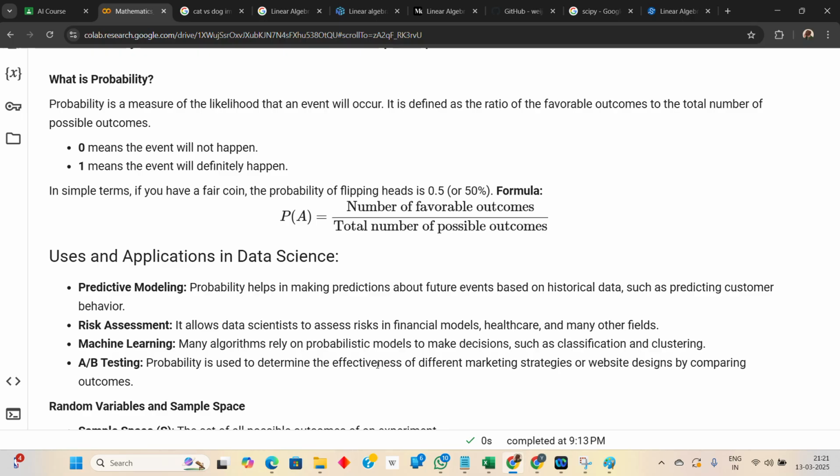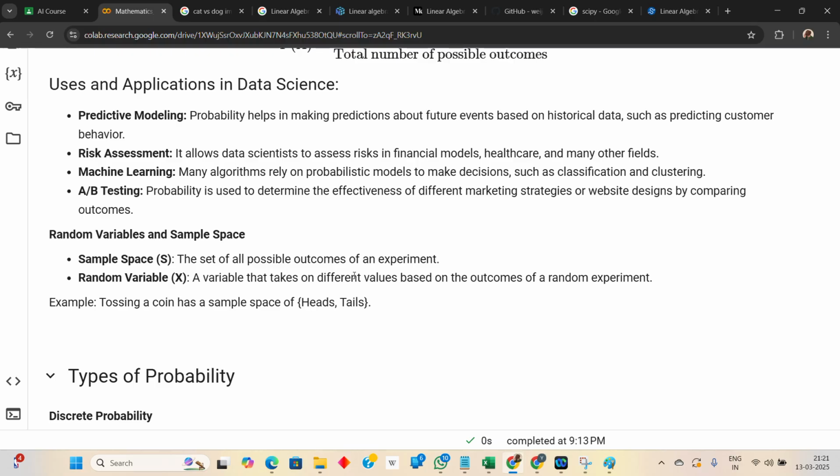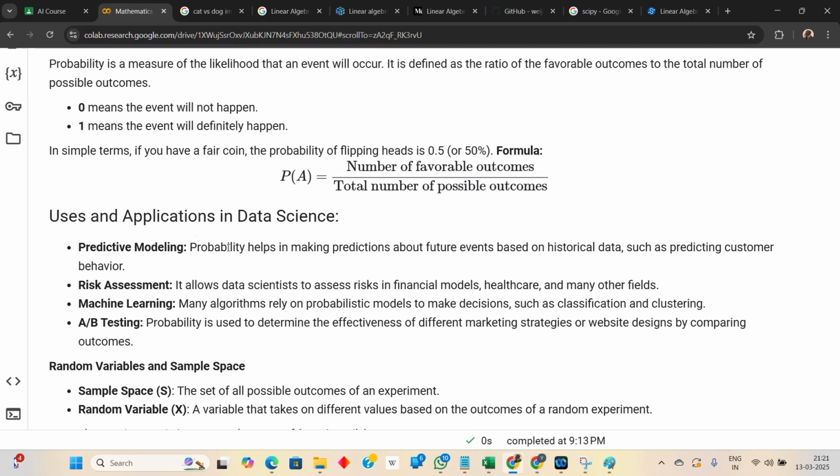I mean, probability is a major subject they should know, because of probability uses, as I mentioned here. It will help you to do predictive modeling, risk assessments, machine learning, and also A/B testing. A/B testing is simply to determine the effectiveness of different marketing strategies. And also risk analysis, risk assessment, risk management. All these things use probability.